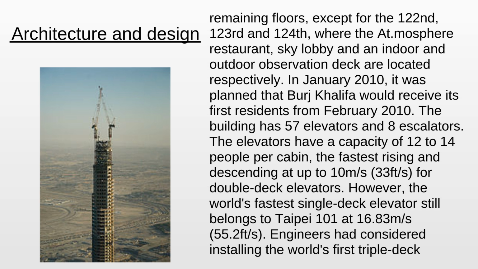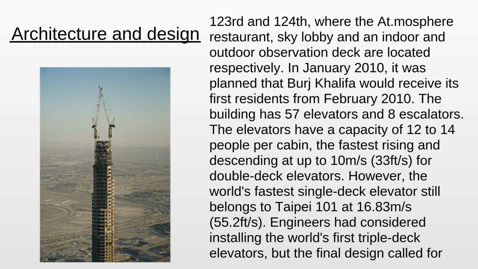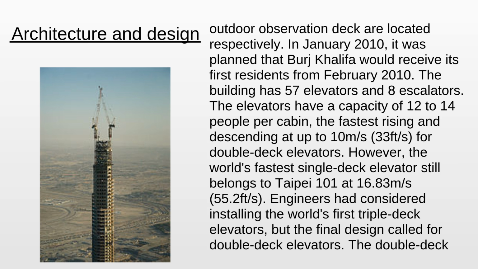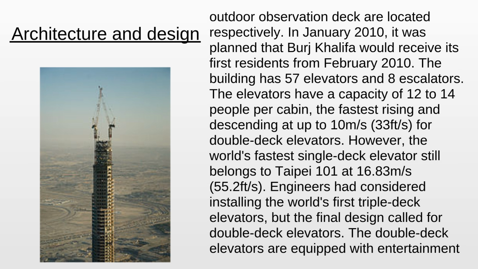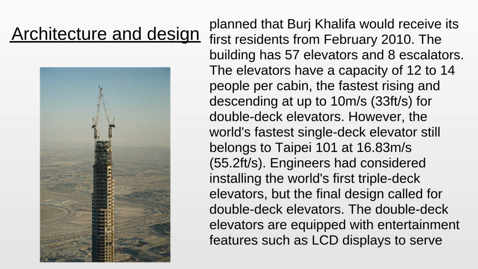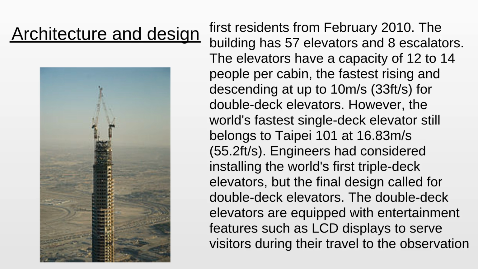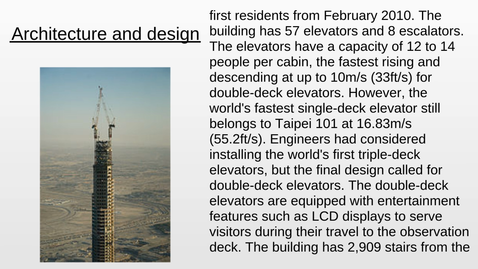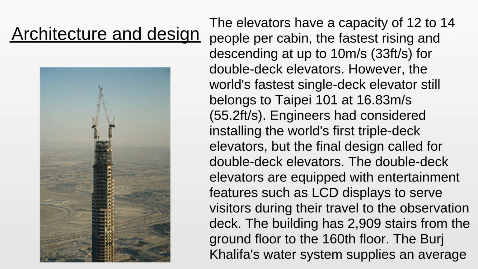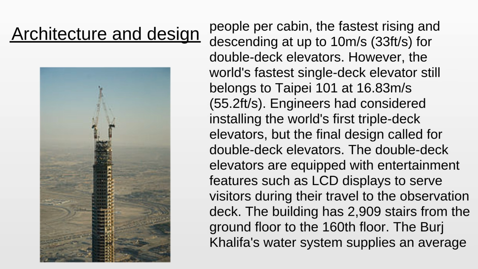The building has 57 elevators and 8 escalators. The elevators have a capacity of 12 to 14 people per cabin, the fastest rising and descending at up to 10 meters per second, 33 feet per second, for double-deck elevators. However, the world's fastest single-deck elevator still belongs to Taipei 101 at 16.83 meters per second, 55.2 feet per second.